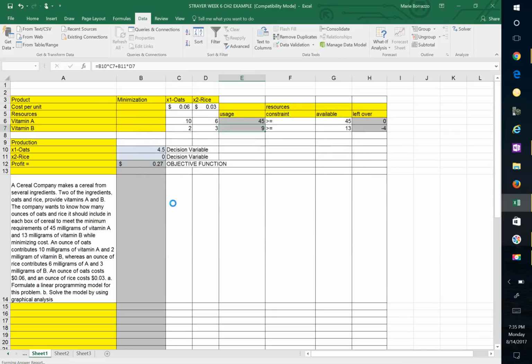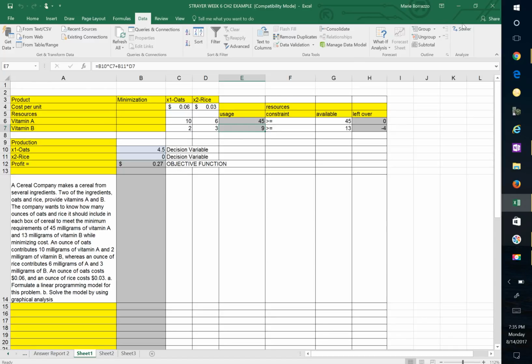There's my answer. So according to this, now mind you, I wrote profit in here. This means that this is the least amount of cost that I would have. And the least amount of cost would be for me to make 4.5 worth of oats, which would cost me about 27 cents. And I would actually meet the requirements. Now you notice that this, however, did not exceed the 13. This is telling me that there's potentially a better solution.